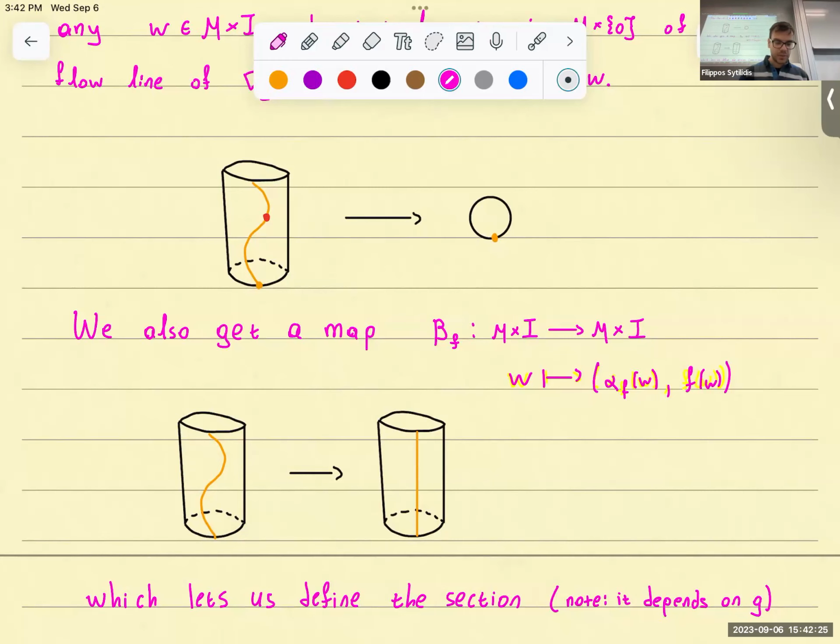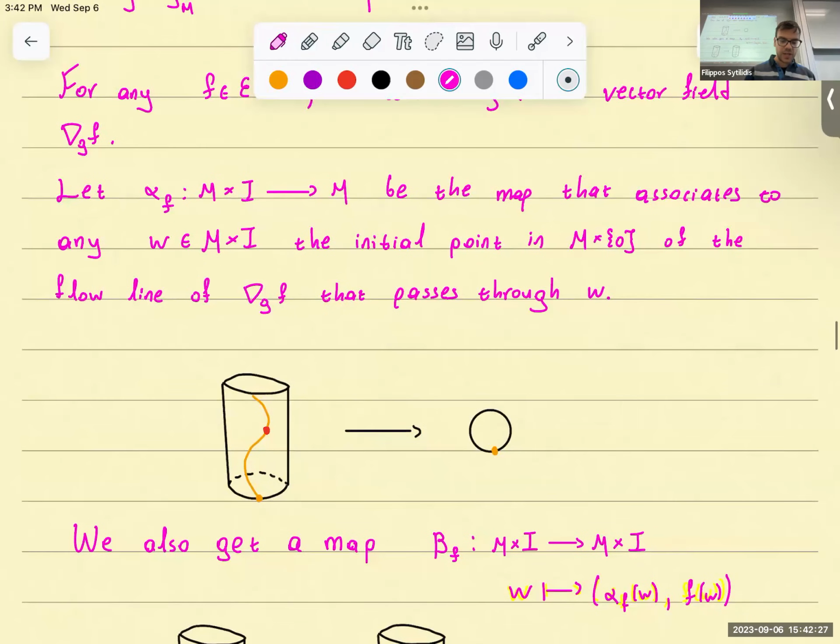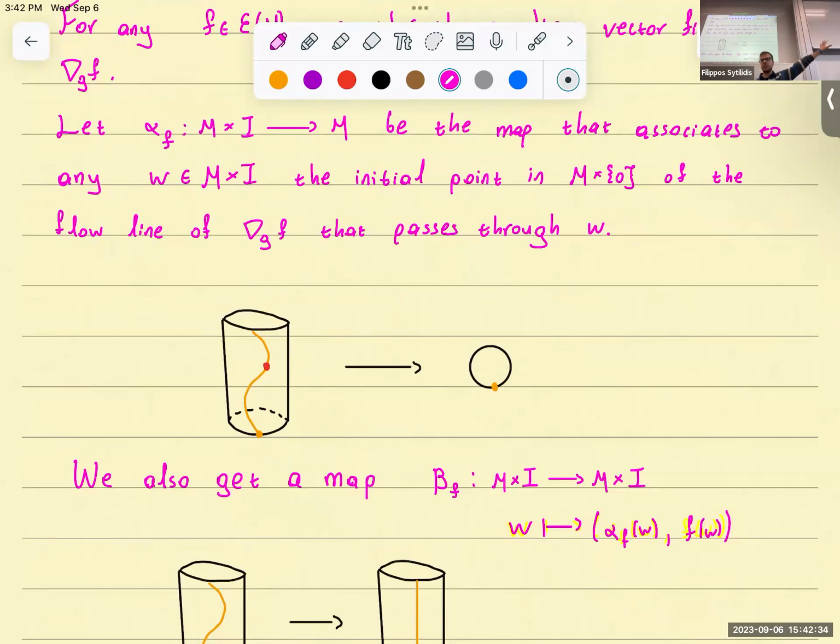It takes as input a function F from M cross I to I. I have fixed the Riemannian metric on M, so that's in the background. The input is a smooth function from M cross I to I. The output is a map beta F from M cross I to M cross I, which I'm claiming is a pseudo-isotopy.